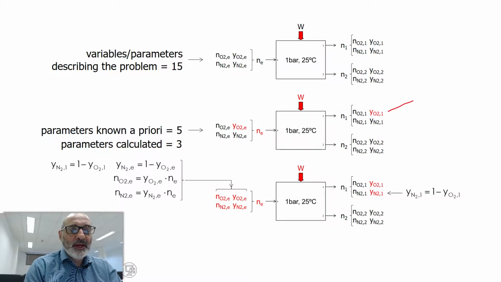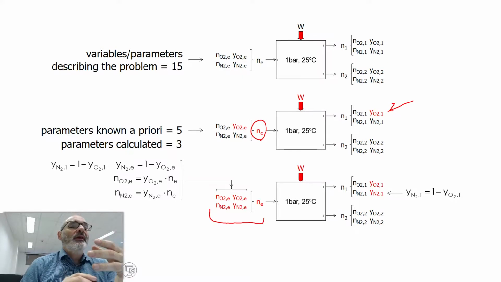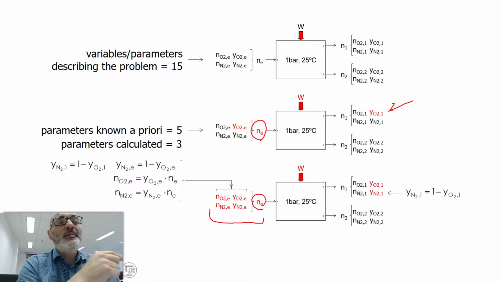I don't know if you see, but I'm highlighting in red the variables that I know a priori, that I don't have to solve a mathematical problem to calculate. So I know all input conditions. This is simple. Concentration of air and nitrogen, and molar flow rate, because this is fixed. This is determined by the amount of fuel that I have to burn.